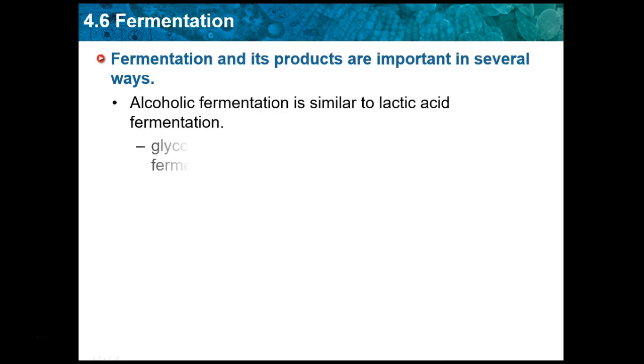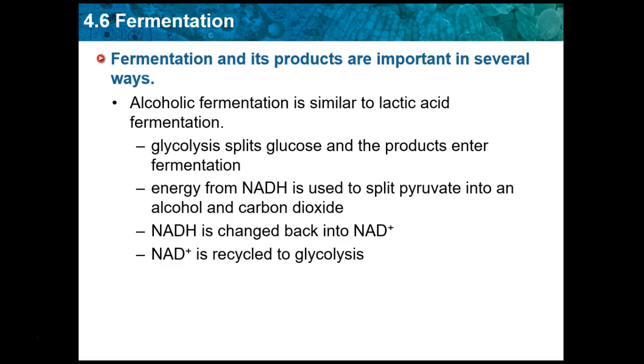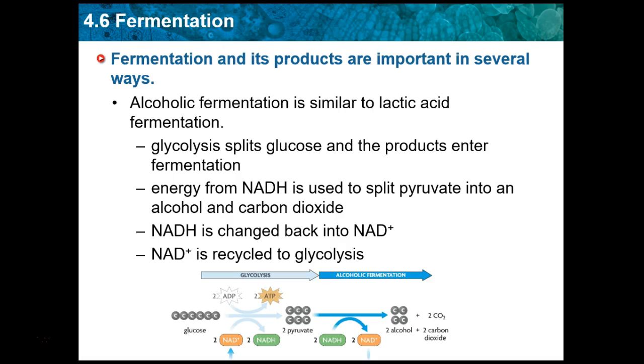So fermentation and its products are important for a couple of reasons. First, alcoholic fermentation is similar to lactic acid fermentation. So these processes are similar. Glycolysis splits glucose and the products enter into fermentation. Energy from NADH is used to split that pyruvate into an alcohol and carbon dioxide. And NADH is changed back into NAD plus, just like we talked about before. Then that gets recycled into the glycolysis process. So same thing here, very, very similar, right?